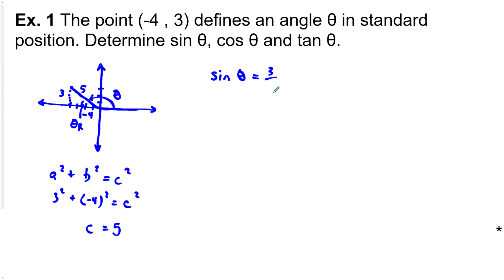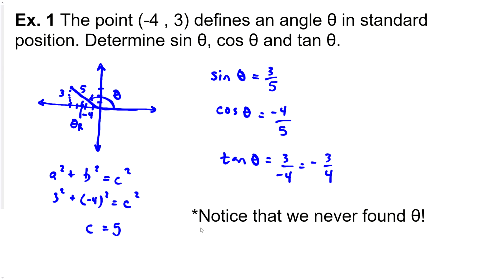So sine theta is 3 over 5. And cos theta is the adjacent, -4 over 5, and tan theta is opposite over adjacent, so 3 over -4. And maybe you want to write -3 over 4 like that instead. Now, just make a note that we never did find theta, and we didn't need to.